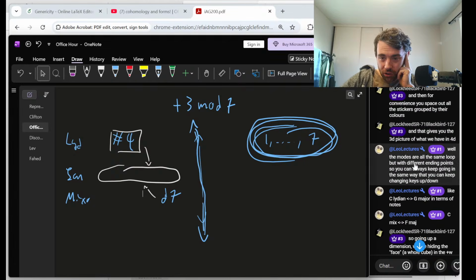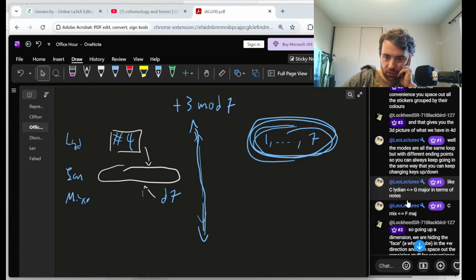The modes are all in the same loop, but with different ending points, so you can always keep going in the same way. Yeah. C Lydian and G major. Yes. Yeah.